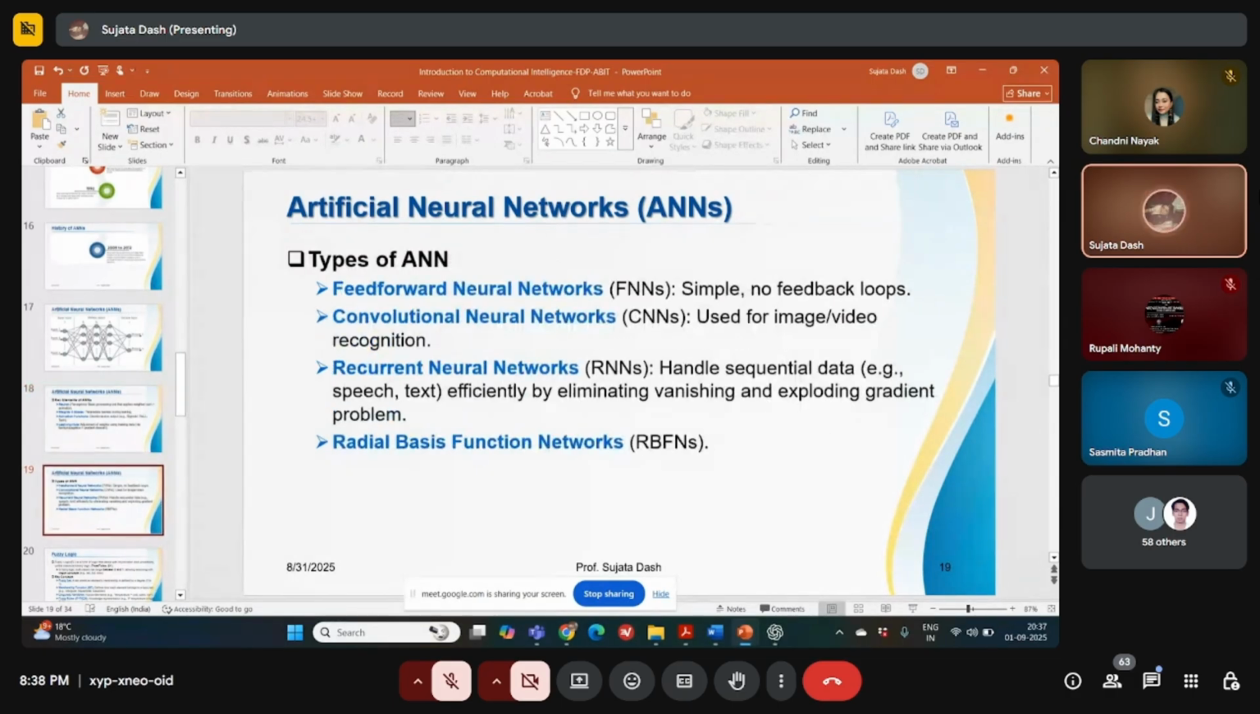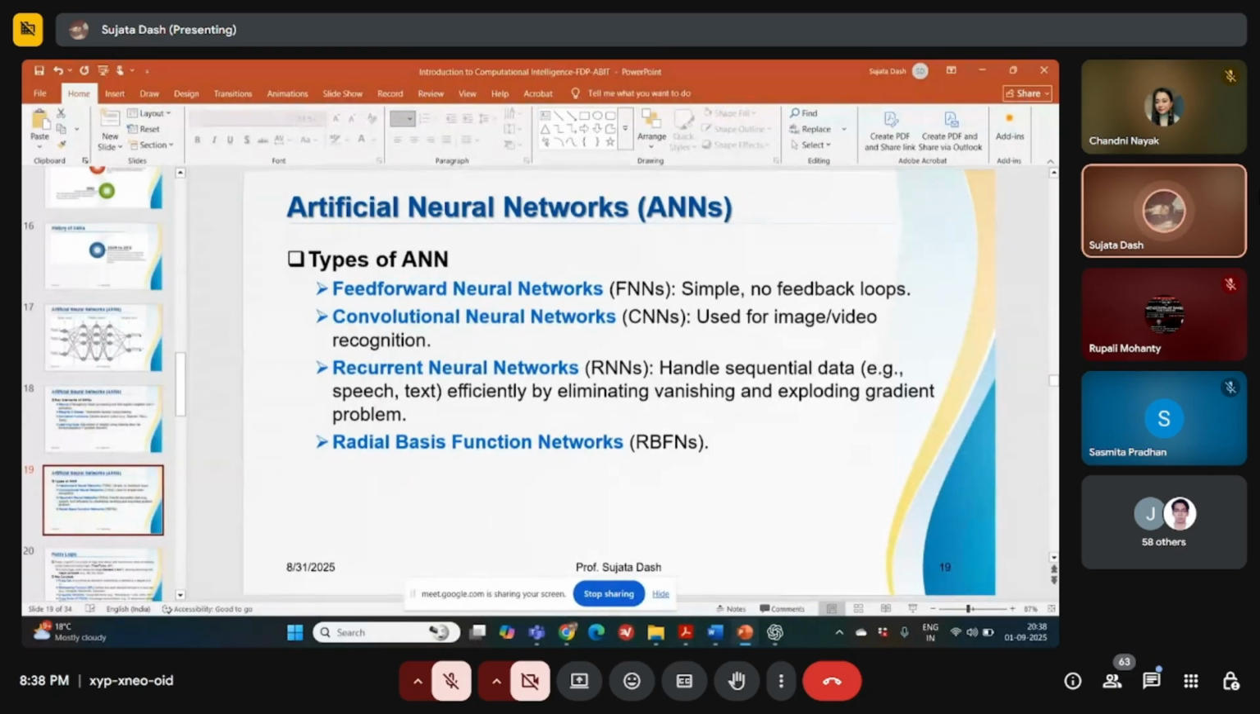Then comes types of ANN. First, the feed forward neural network. It's very simple. Data flows in one direction only. That is why we call it feed forward neural network. No feedback loops you will find in this neural network. Then convolutional neural networks. They are used for image or video recognition. They are developed for images, and recognize patterns like edges and textures of the image.